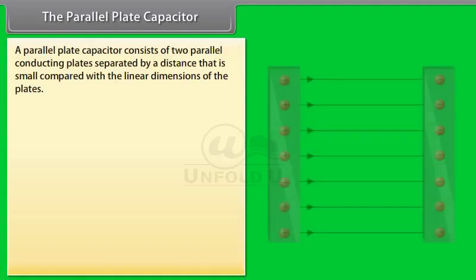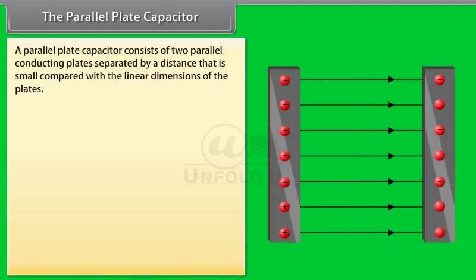The parallel plate capacitor. A parallel plate capacitor consists of two parallel conducting plates separated by a distance that is small compared with the linear dimensions of the plates.